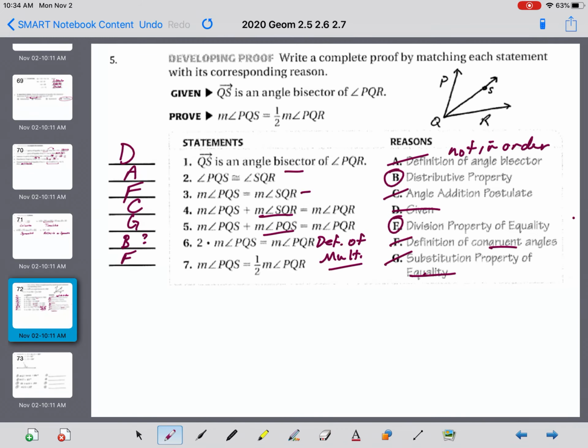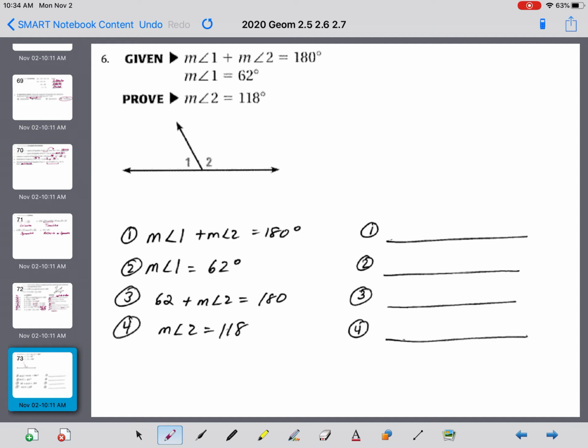All right, and then moving down to the bottom, we don't have a reason bank, but I think there's 2 givens, so this one's going to be kind of quick. So let's find our 2 givens. They use them up right away. These 2 angles add up to 180. Angle 1 is 62. Okay, so then you're substituting angle 1 out and putting 62 in. Substitution. And then you're just subtracting 62 from both sides.